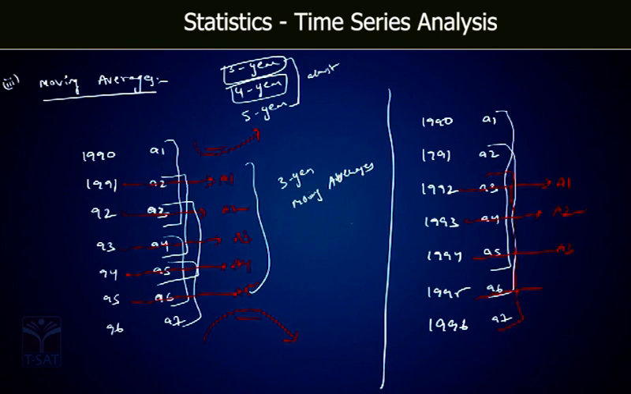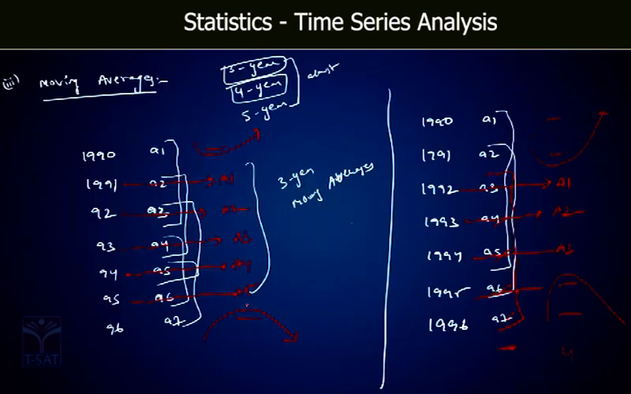For A4, we have 94: A4, A5, A6, A7. Here there are only 4 values, and there is no 5th value. So we cannot find it for 95, 96. Here two values are null values. So when you are finding the 5-year moving average, the data points are reduced by 4 values, the upper 2 values and the lower 2 values. Whereas when you are calculating the 3-year moving average, the data points are reduced by 2 points, one in the upper and one in the lower.